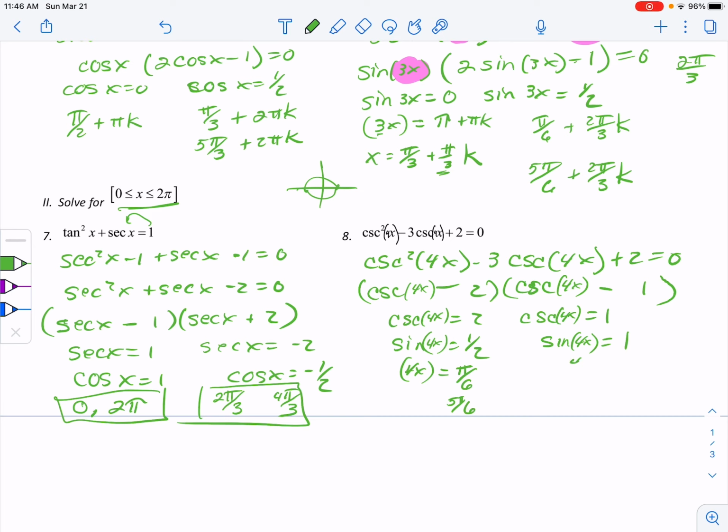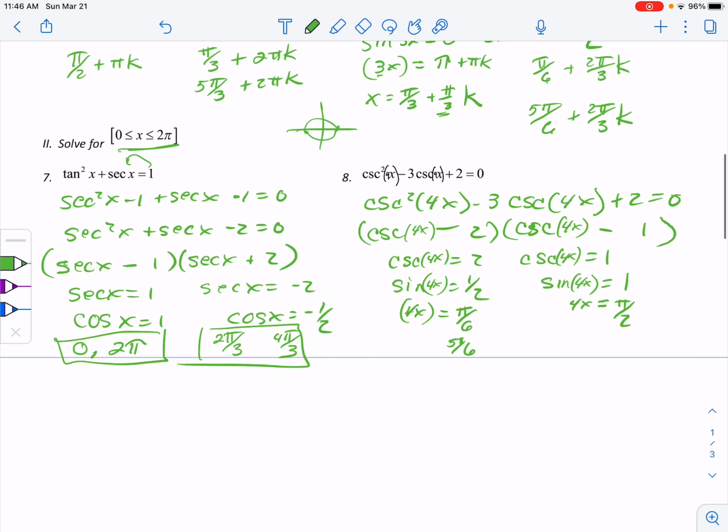And here you have 4x equals pi over 2, when sine equals 1. Then you have to solve for x, so you have pi over 24 and 5 pi over 24. And this equals pi over 8. Now, remember, the period is 2 pi divided by b, so it's pi over 2.